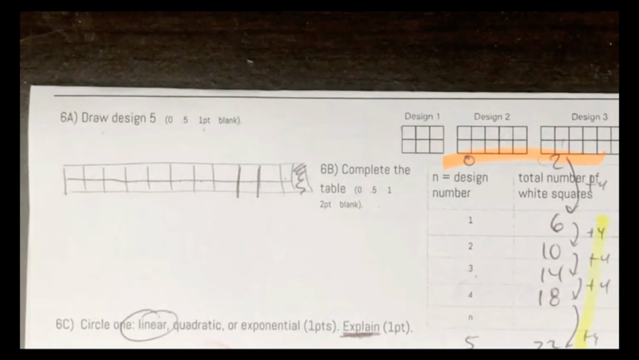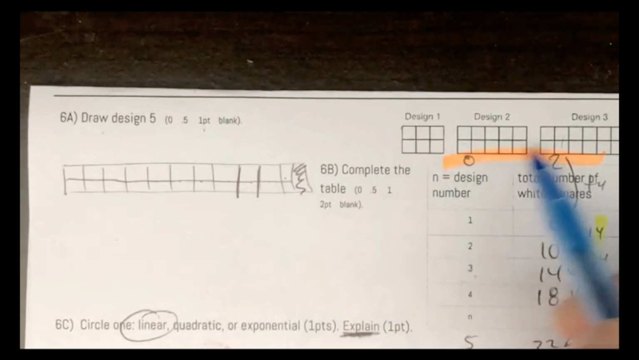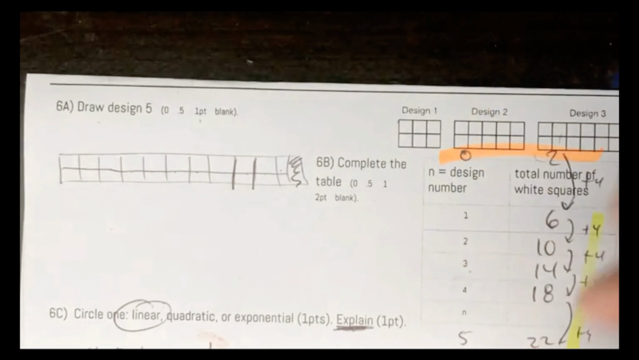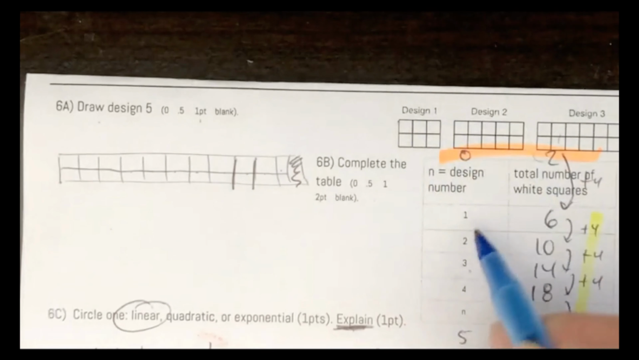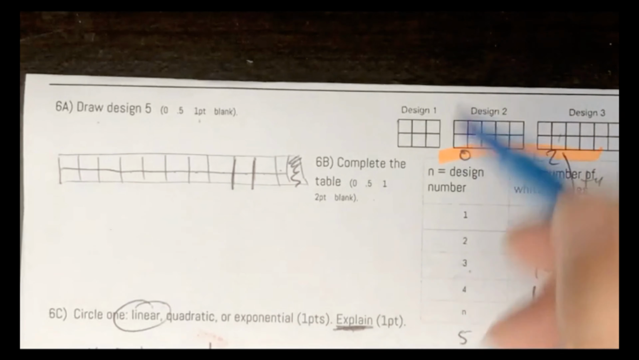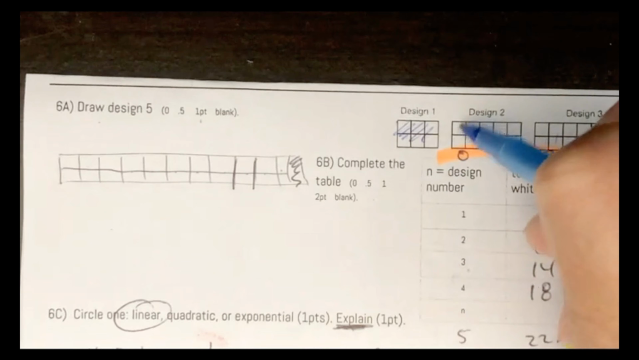Question number 6. Draw design 5. They're meant to have some shaded squares, but it didn't show up, so we'll just go with it. Here I have 6, so design 1 has 6. And I count these, you got 6 plus 4 gives us, I'm going to shade that in, that's my original.